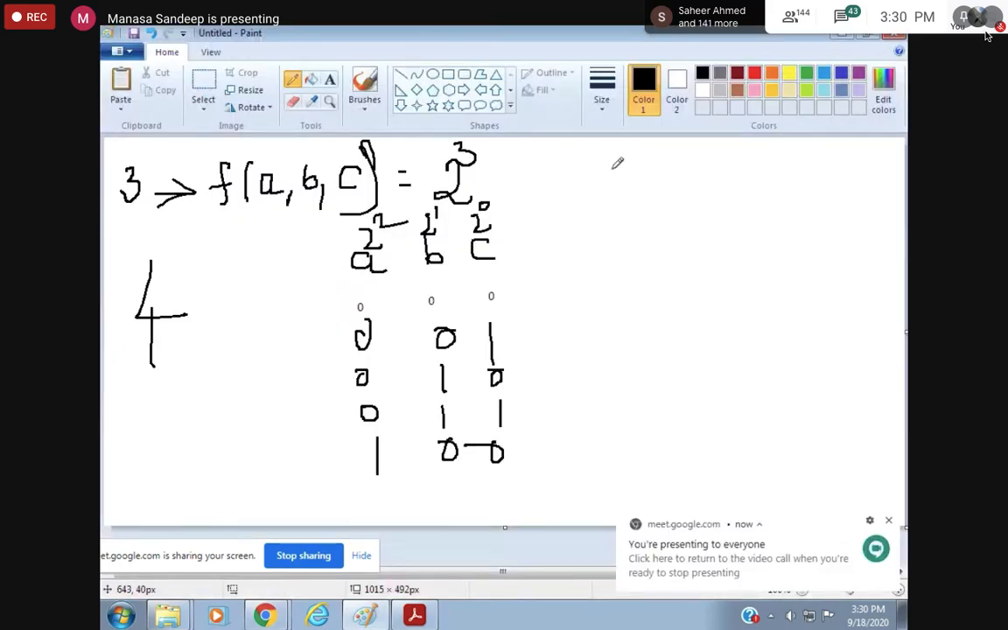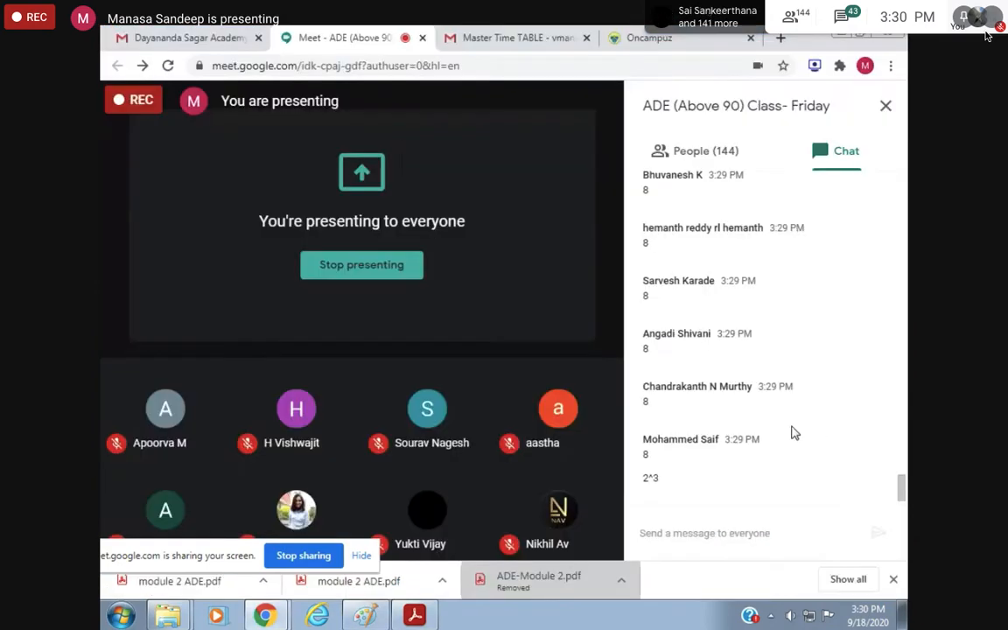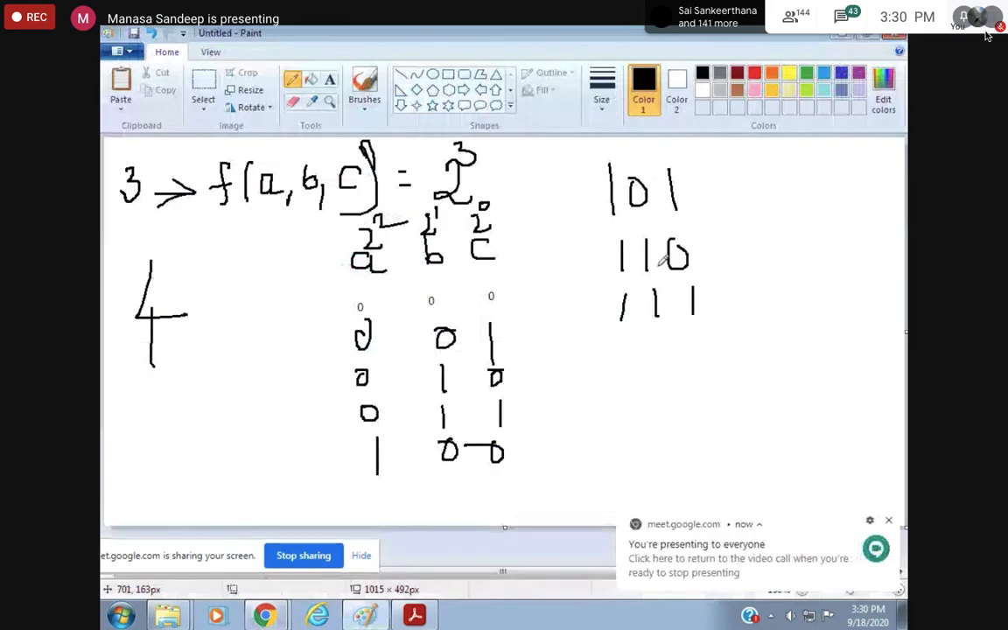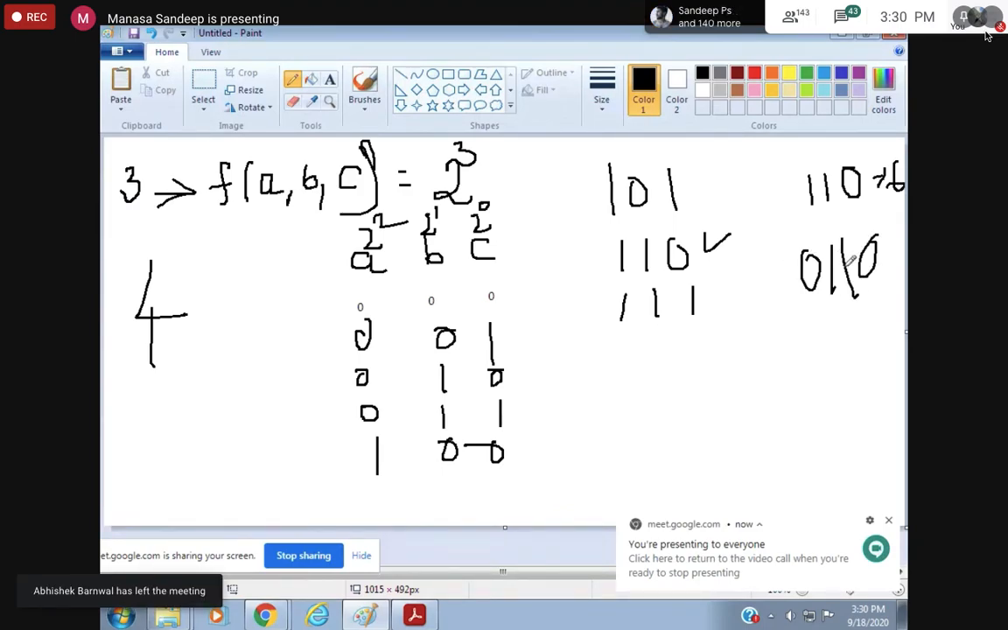So next: 5, 1, 0, 1, 6, 1, 1, 0, 7. Okay, so is there anyone who doesn't know these things? How to write 6 in binary? You have to write 6 in binary. You need a minimum of 3 digits to represent 6. So 110 is how you write 6 in binary. If you want to represent this in 4 bits, you will write 0110.